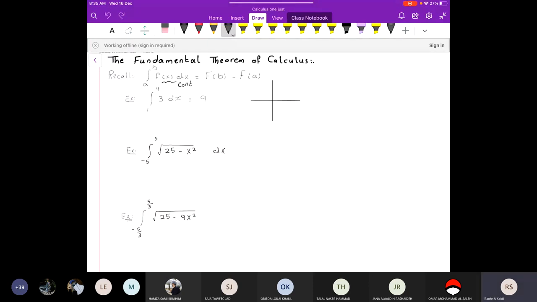So remember, we said that the integral from a to b of f(x) dx equals F(b) minus F(a): we just integrate and substitute. And to be able to integrate the function, it must be continuous. So for example, the integral from 1 to 4 of 3 dx is 9. Why? Because you integrated to get 3x, with limits from 1 to 4, so this is equivalent to 3 times 3, which equals 9.